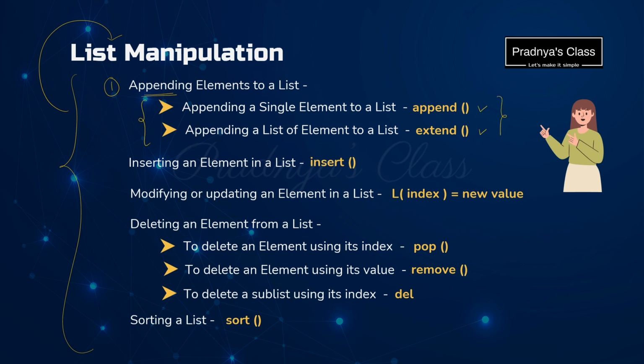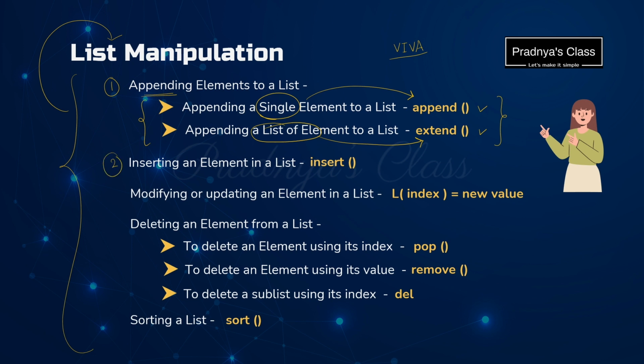You know how important this topic is. You may even get a question in the viva in which you need to tell the difference between these two methods. To append a single item to the list, we use the append method, and to append a list of elements to the list, we use the extend method.